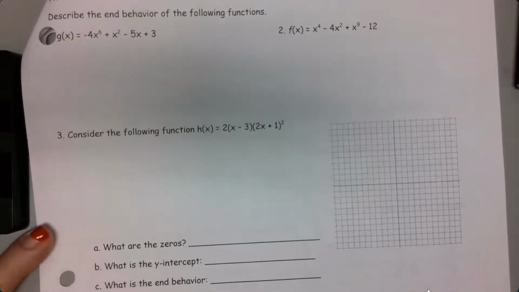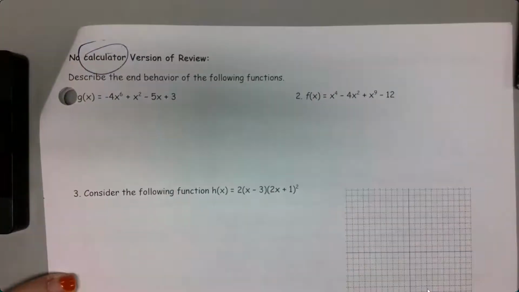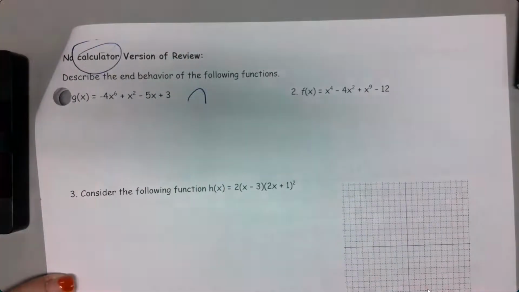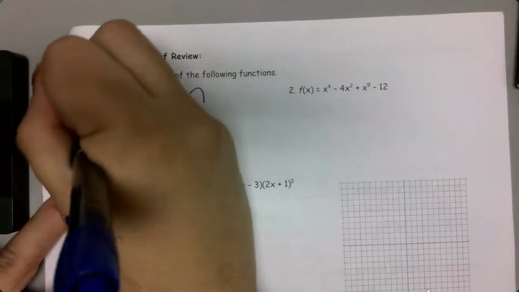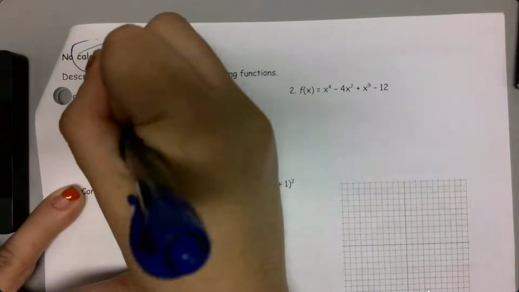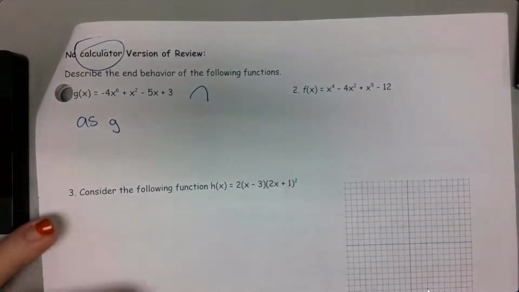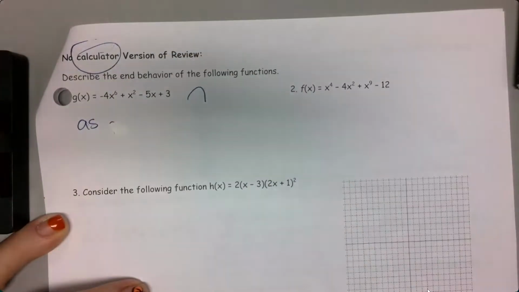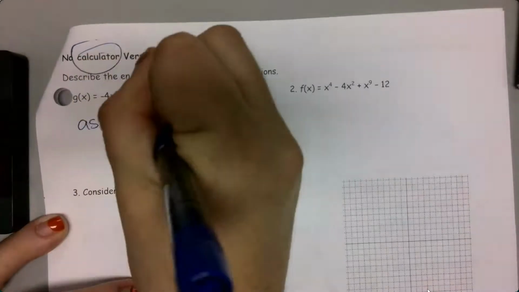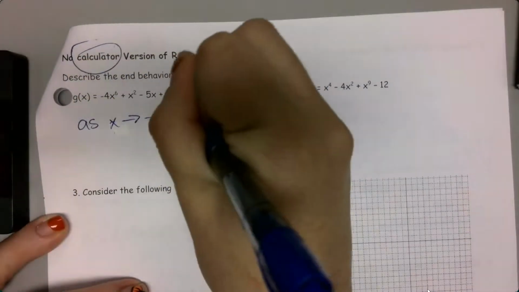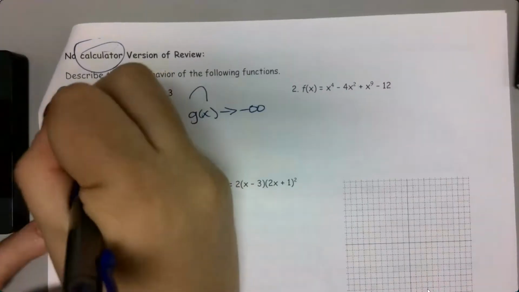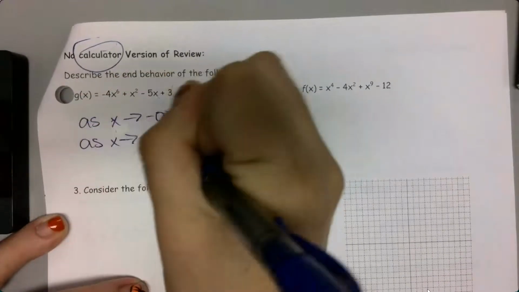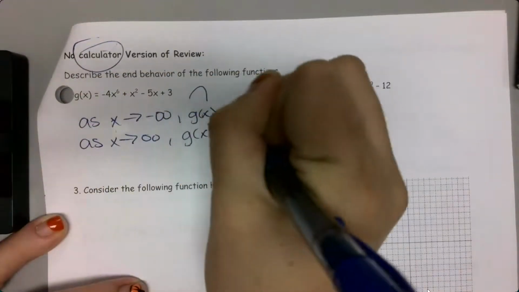This one wants me to describe the end behavior of my following functions. I'm not allowed to use my calculator. So this one is even and it's negative, so it's going to go down. That means as x goes to infinity... so as x goes to negative infinity, this means as I go to the left side, my graph is going down. And then as I go to the right side, my graph is again going down.